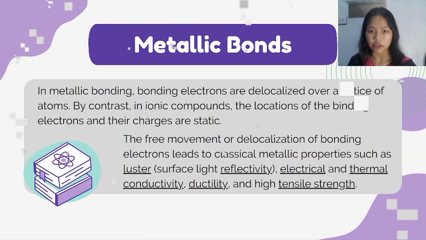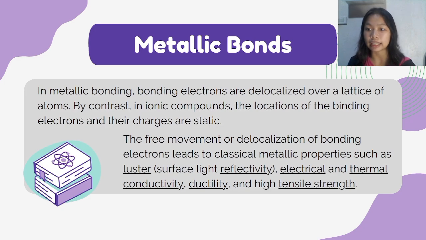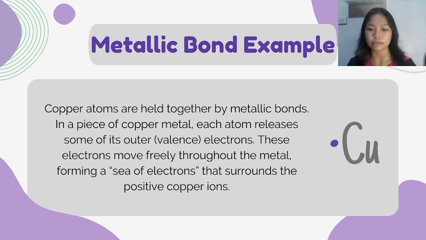Now let us move on to metallic bonds. In metallic bonding, bonding electrons are delocalized over a lattice of atoms. By contrast, in ionic compounds, the location of the binding electrons and their charges are static. The free movement or delocalization of bonding electrons leads to the classical metallic properties such as luster, electrical and thermal conductivity, ductility, and high tensile strength.